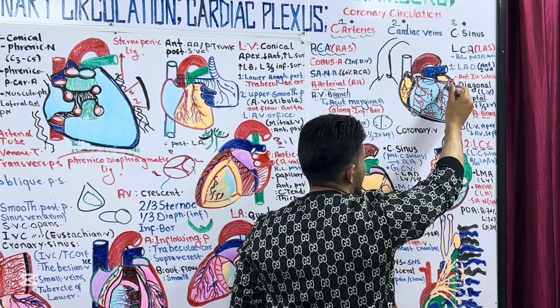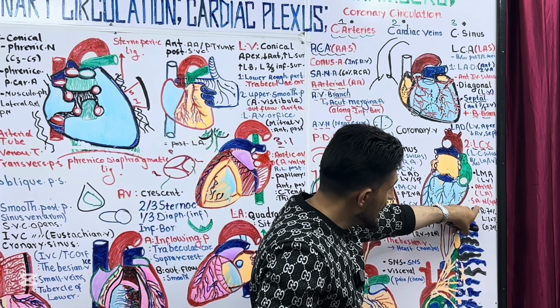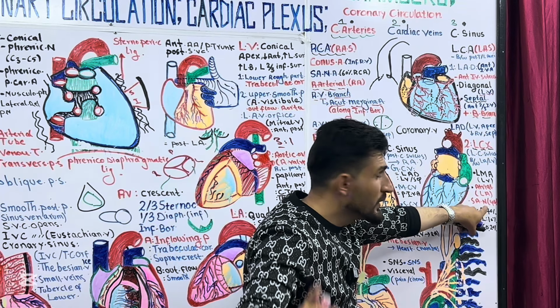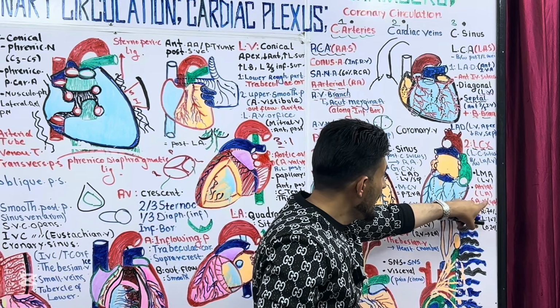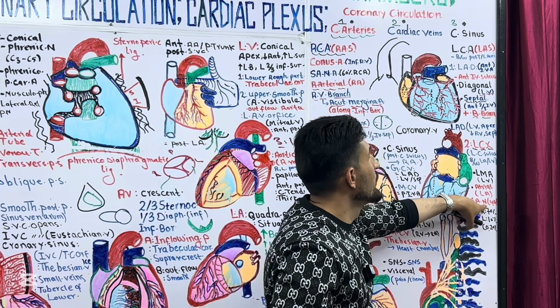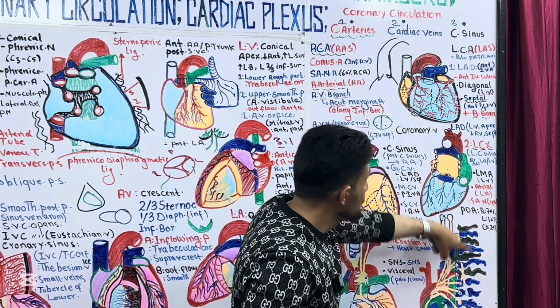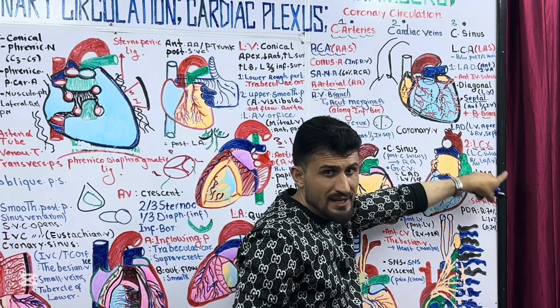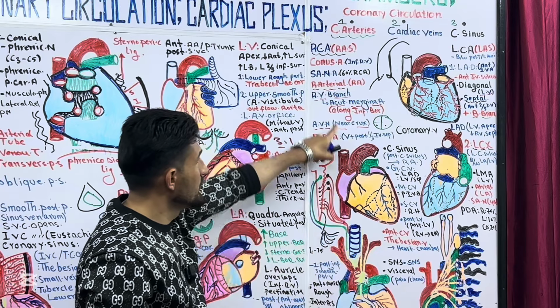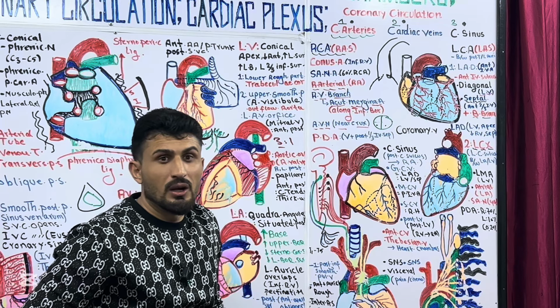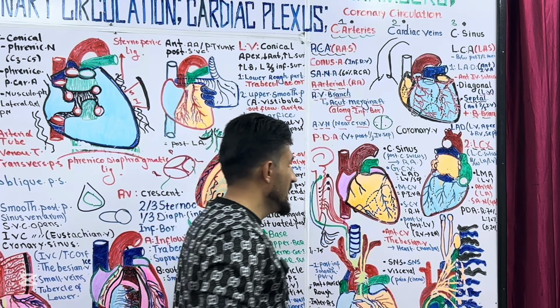Then it gives a branch which is called sinoatrial nodal artery. So in 40% of people, the nodal artery originates from circumflex artery, but in 60% of people it originates from right coronary artery.